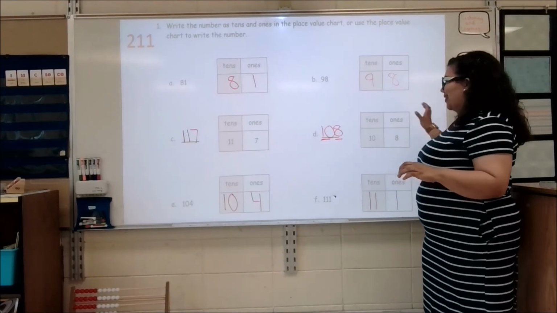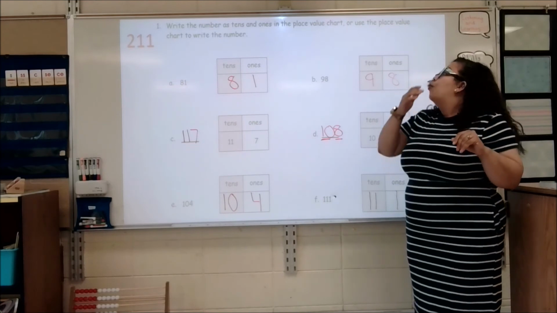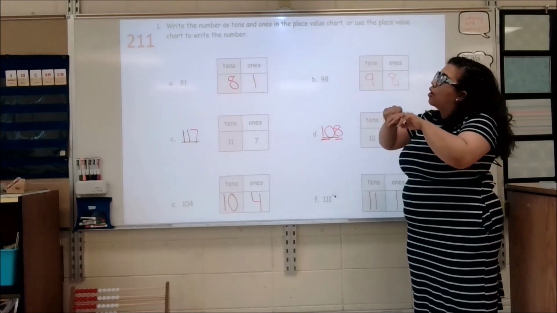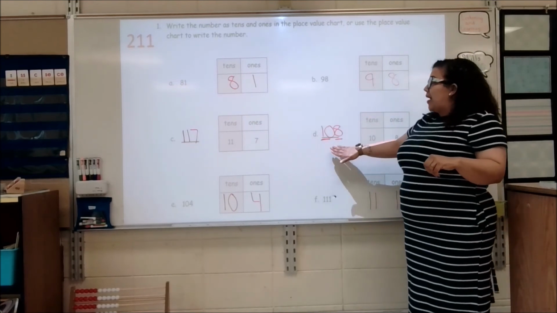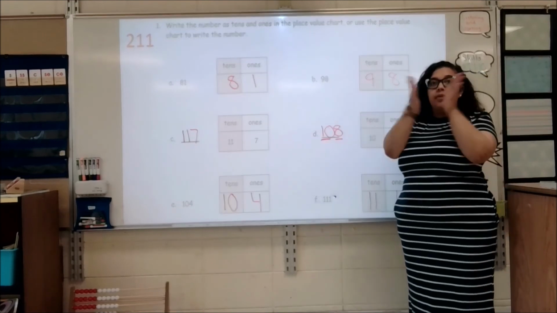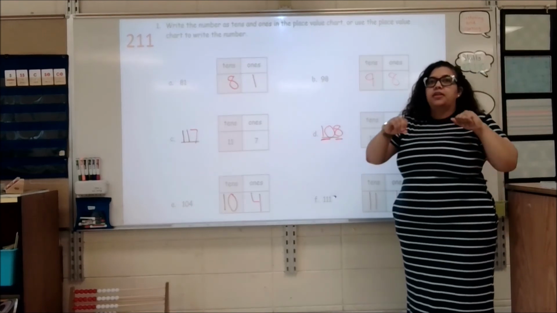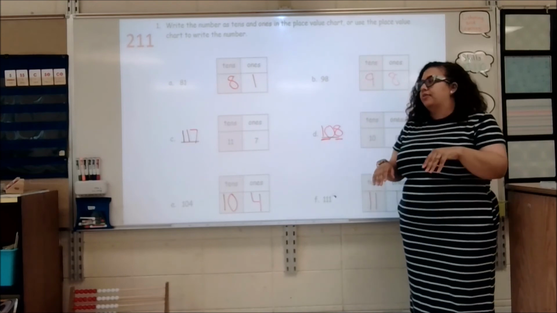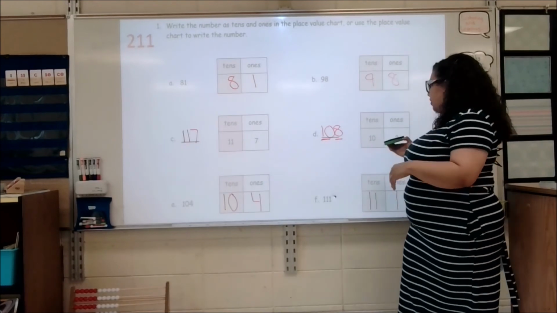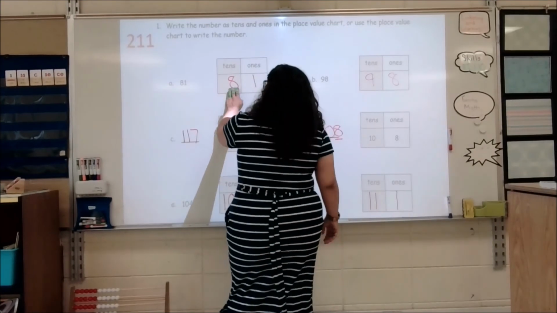Good job, guys. So you see how when we put them in the place value chart, we're splitting them up. And when we write the standard form of the number, we're putting them together. Take apart, put together, take apart, put together. Back and forth, back and forth. Good job. All right, let's see what else we have today.